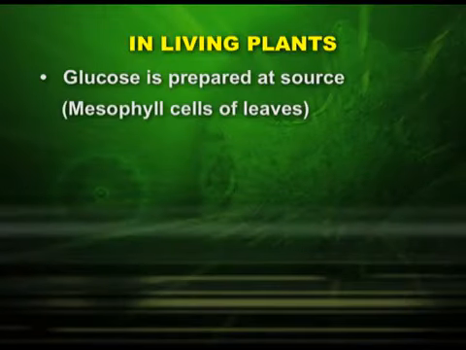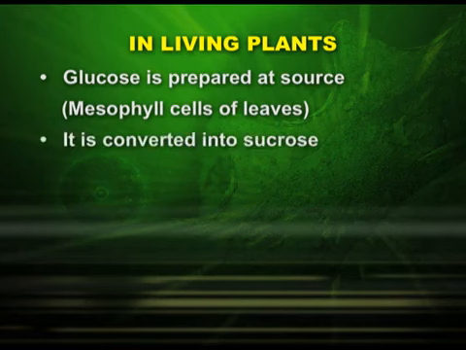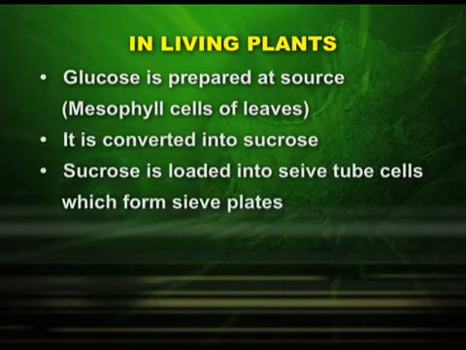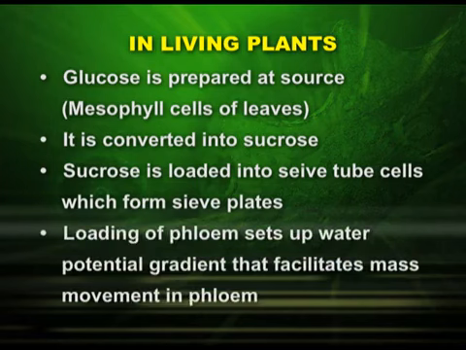In the same way, in living plants, we can also explain the transport of substances through phloem, as the glucose is prepared at the source, that is the mesophyll cells of leaves. It is converted into sucrose. The sucrose is loaded into sieve tube cells which form sieve plates, and the loading of phloem sets up a water potential gradient that facilitates mass movement in phloem.